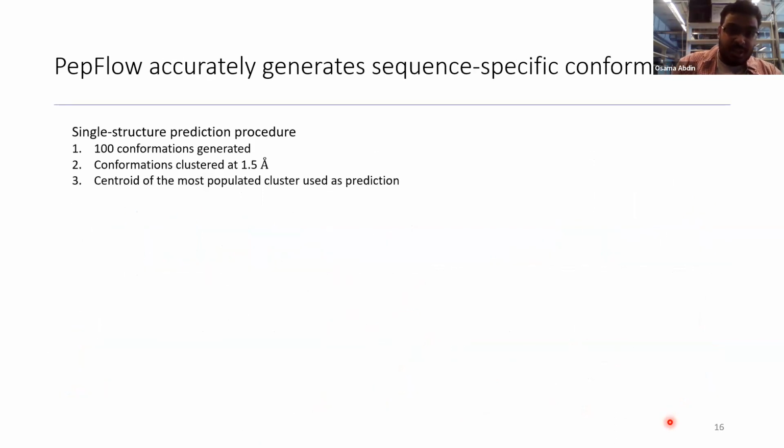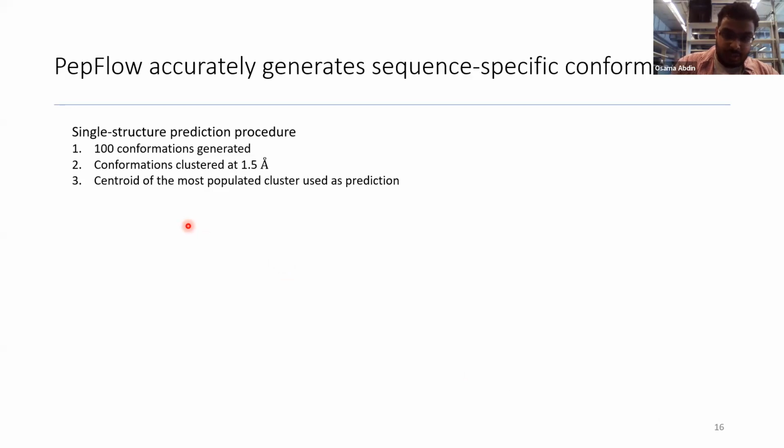So we next wanted to assess whether or not PepFlow is competitive with single structure prediction approaches. Of course, and to do this, we evaluated the ability of PepFlow to capture conformations of peptides found in the protein data bank. Of course, PepFlow is a conformational sampling approach, so we need some kind of heuristic to select single conformations from the sampled peptides. So the heuristic we ended up using is simply to cluster generated conformations at a threshold of 1.5 angstroms and to select the centroid of the most populated cluster as a prediction.